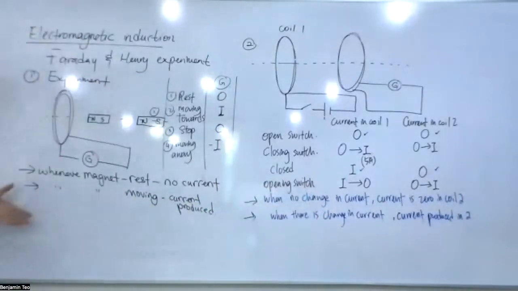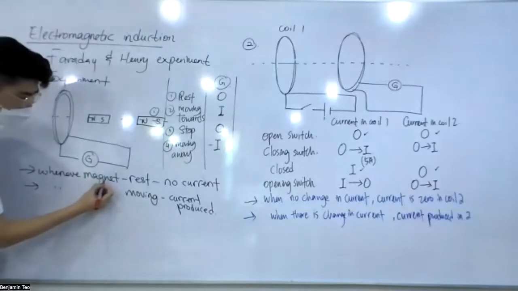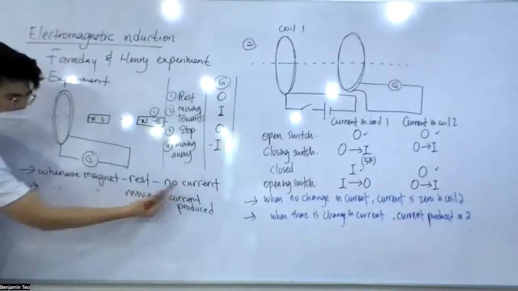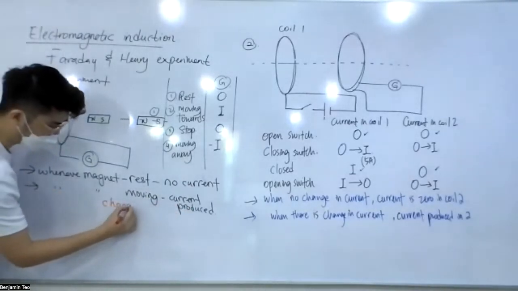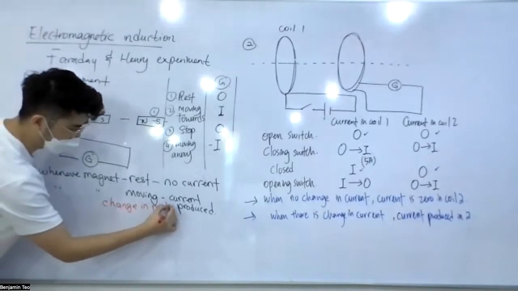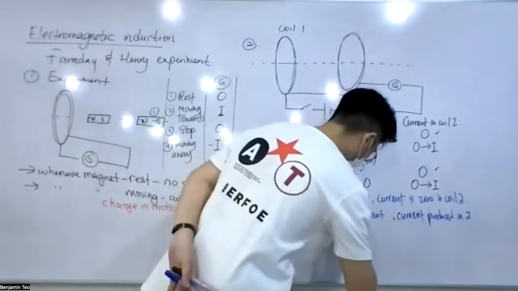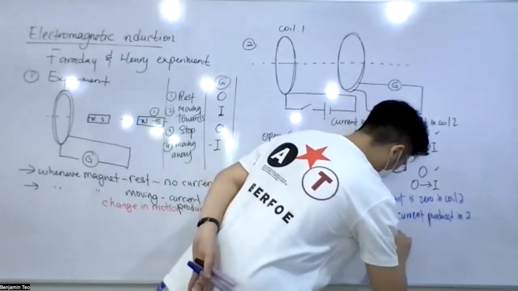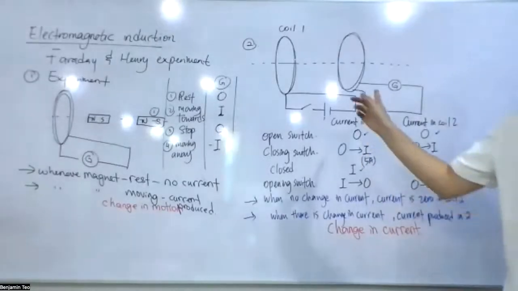Okay, based on this one, what can this tell us? And what conclusion is made based on these two observations? Comparing this one, at what condition is current produced? The keyword here: whenever magnet rests, no current. Whenever magnet moving, current is produced. So we are talking about the change in motion. Motion of what? Motion of the magnet. Here is change in motion. That one is change in current. We must have change in current for the coil to read the current flow.